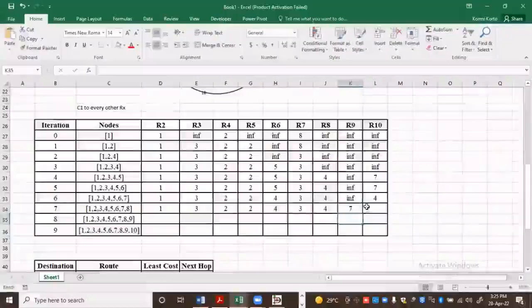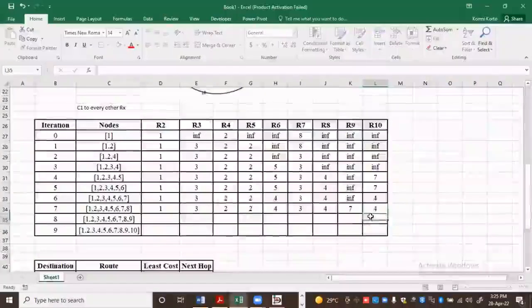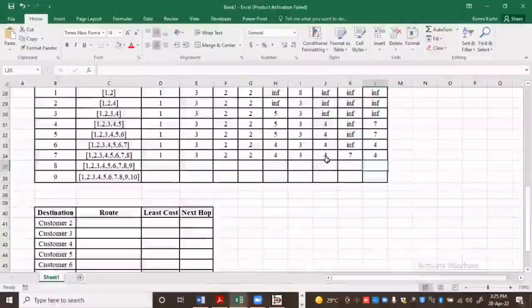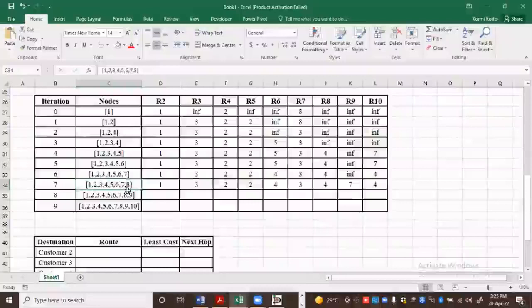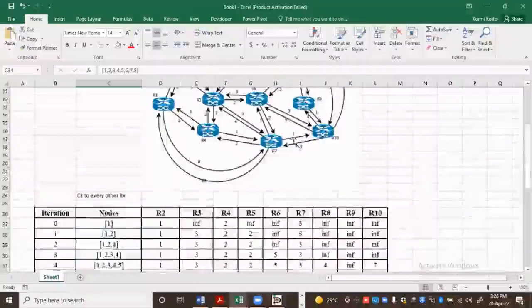And this will still be 4. So now we've basically eliminated all the infinites, thanks to the fact that we have this number of nodes at our disposal. To be able to forward packets to all the other nodes within the network without getting an infinite cost, you would have to have router 1, router 2, router 3, router 4, router 5, router 6, 7, and 8 at your disposal within your iteration sequence to be able to reach every other node within a network.